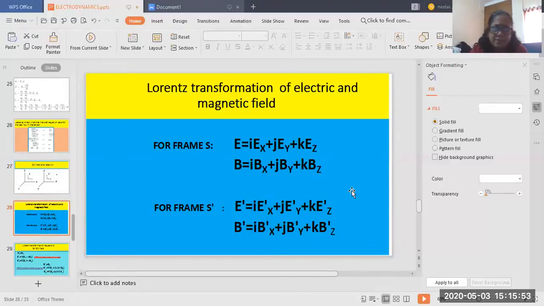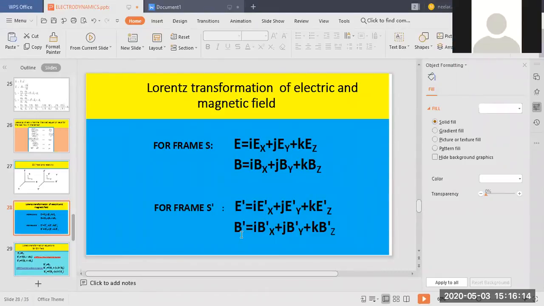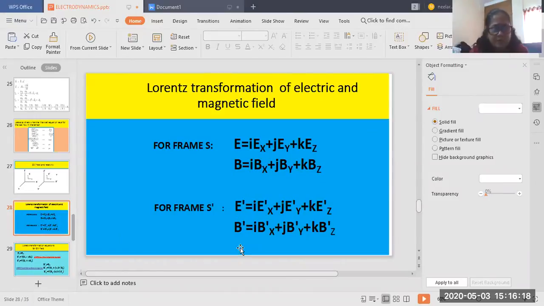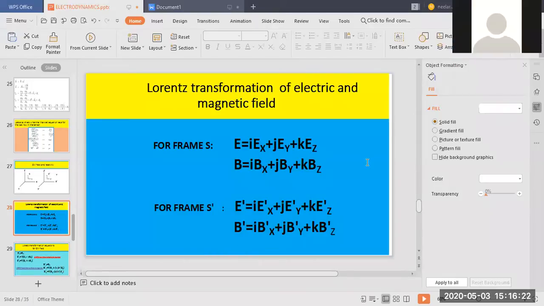So in S frame, the electric and magnetic fields, they are shown as E and B with this component, fine. And similarly, the accelerated frame S dash, they are shown by primes, Ex prime, Ey prime. So this is a primed quantity. Prime always refers to what? Accelerated frame of reference. So this already I explained in the last class.